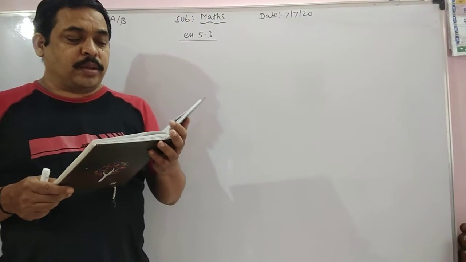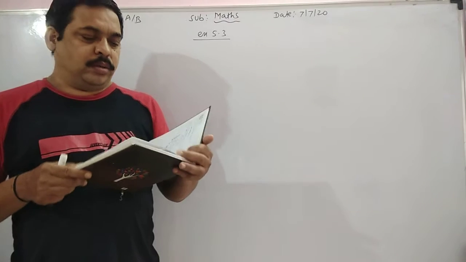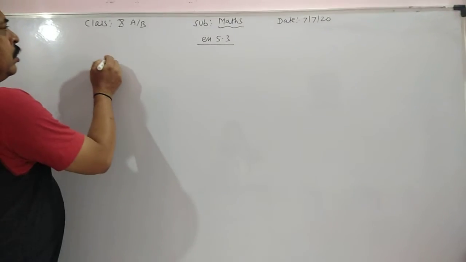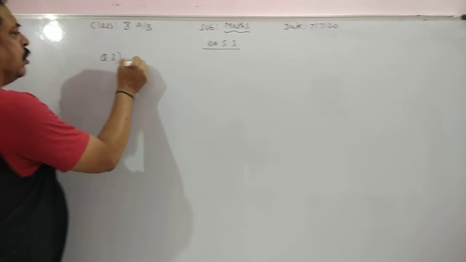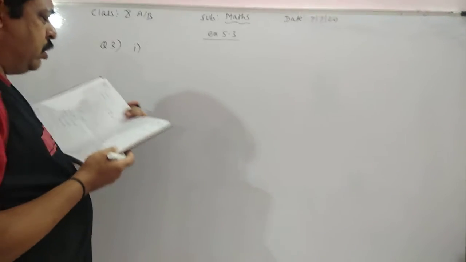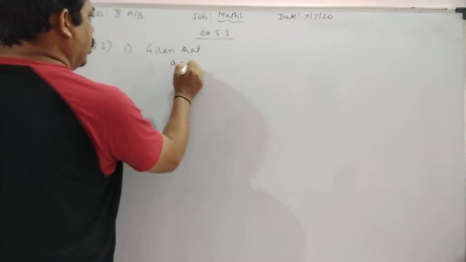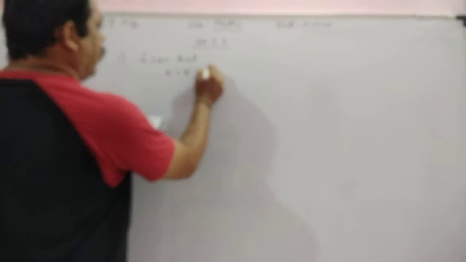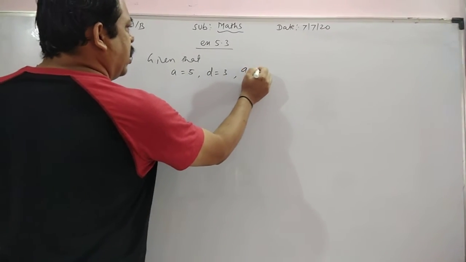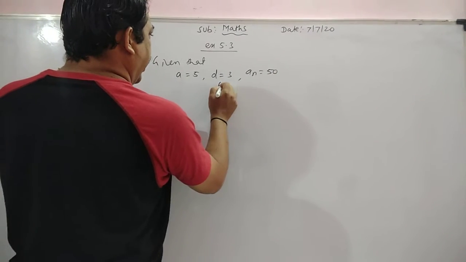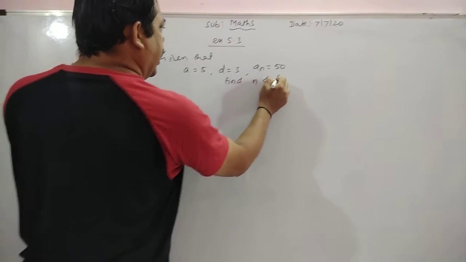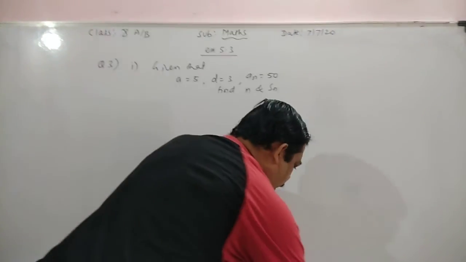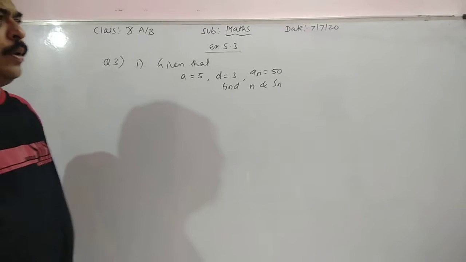Today we are going to consider the problems from exercise 5.3, question number 3. Problem number 1. In an AP, given that A equal to 5, D equal to 3, AN equal to 50, find N and SN. I will recall all the formulas.